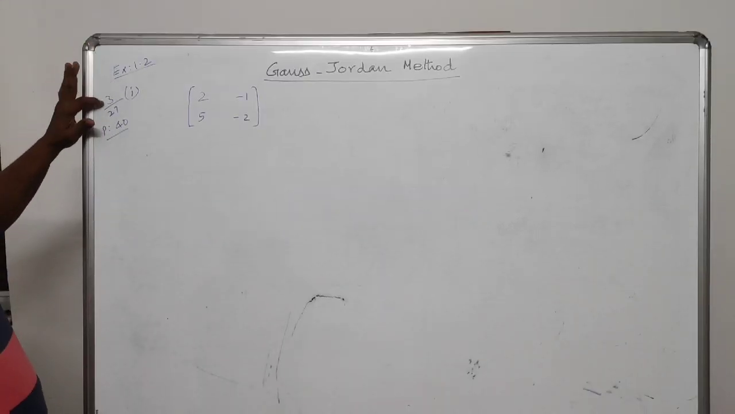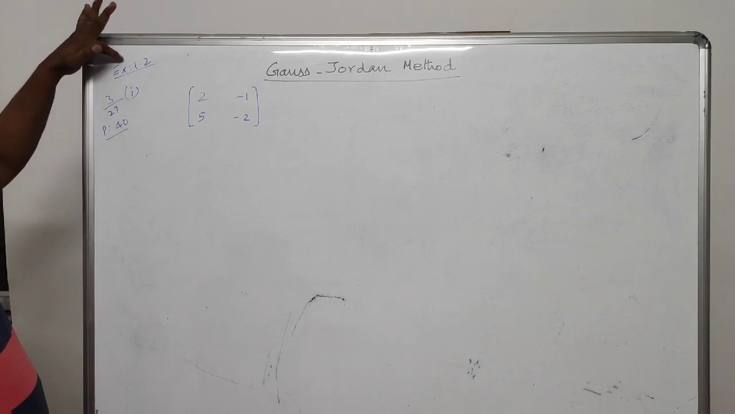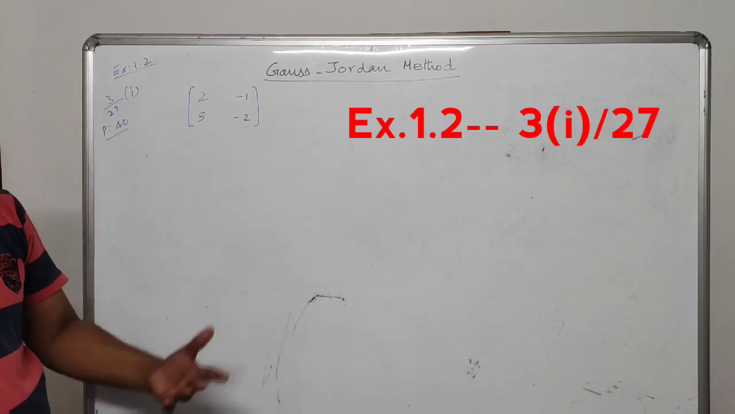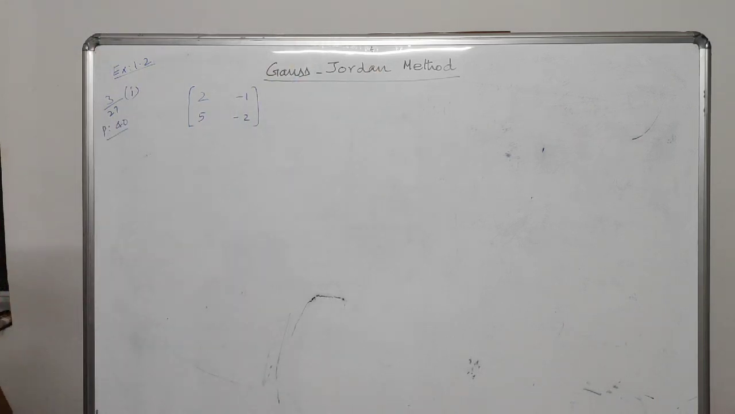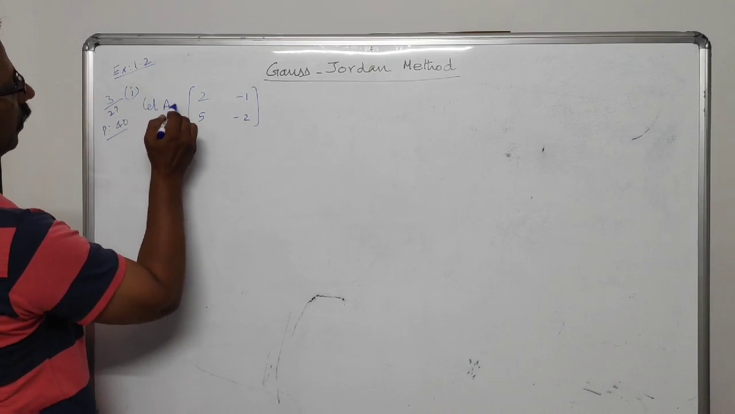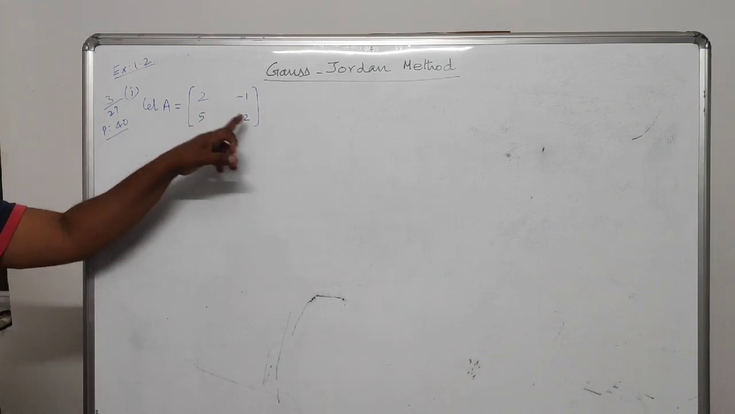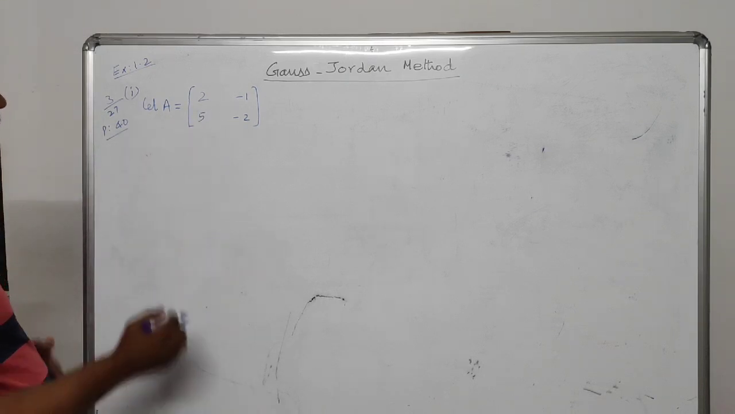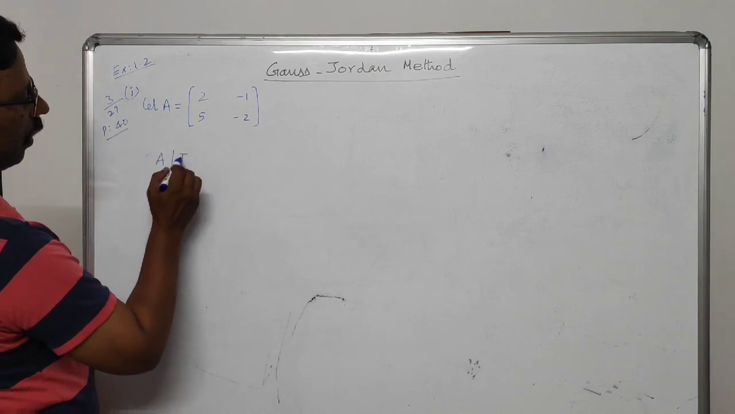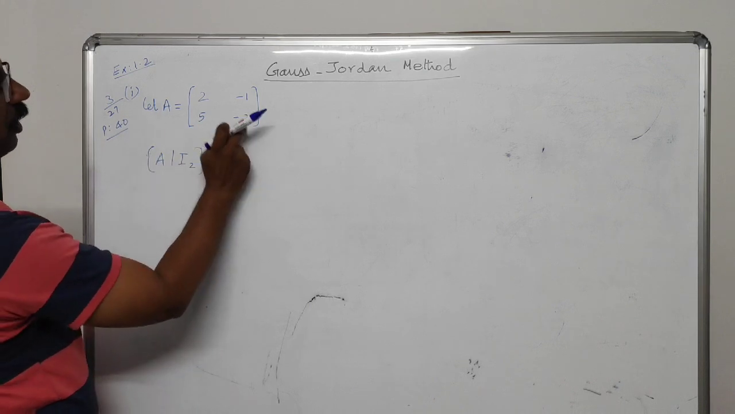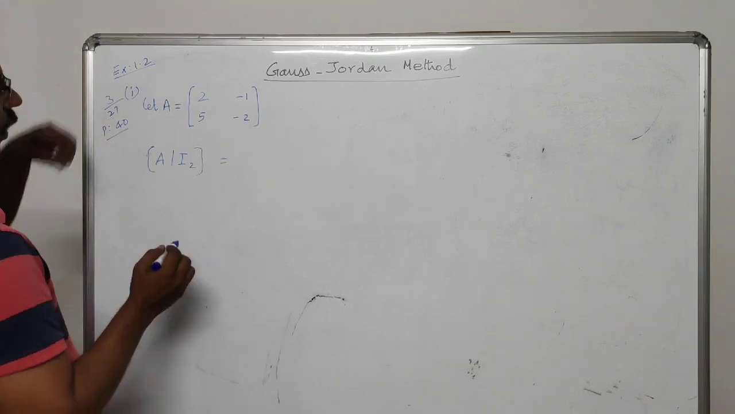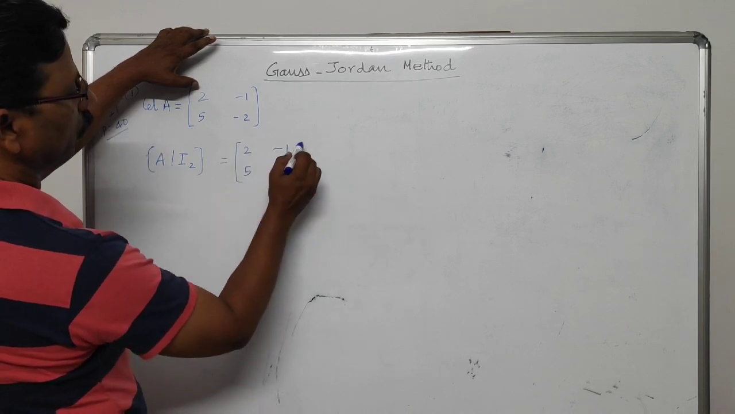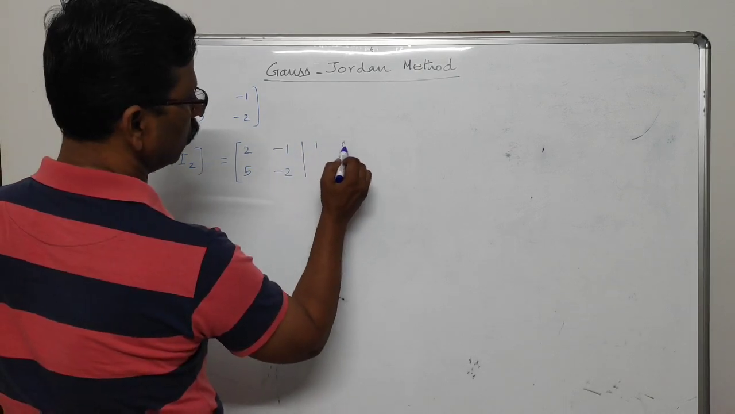This is the first solution of the third problem given at page number 27 of exercise 1.2. In our material, this is problem number 14. Now for this matrix we have to find the inverse by using the Gauss Jordan method. For that, let us assume the given matrix as the matrix A, that A equal to 2, minus 1, 5, minus 2. Now we have to find the inverse of this matrix A, so first we consider the augmented matrix. The augmented matrix is A bar I2, where the order is 2 by 2, equal to 2, minus 1, 5, minus 2. Now we augment the identity matrix 1, 0, 0, 1.